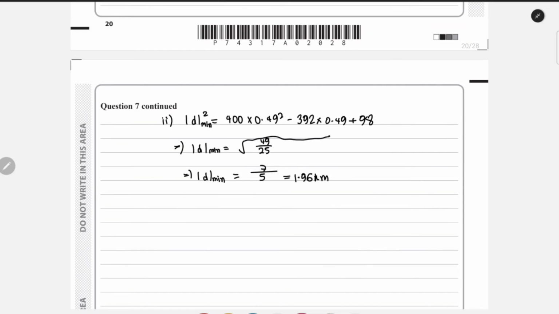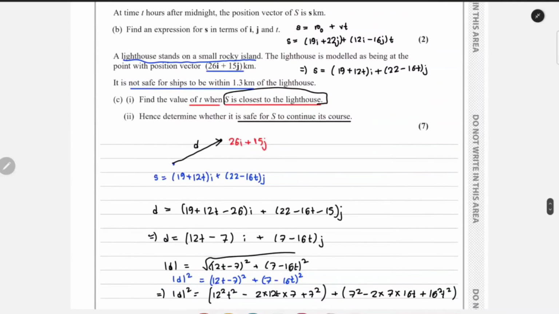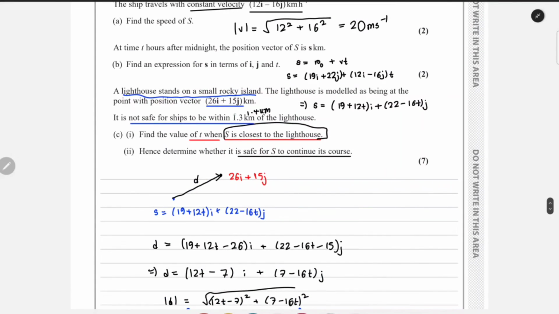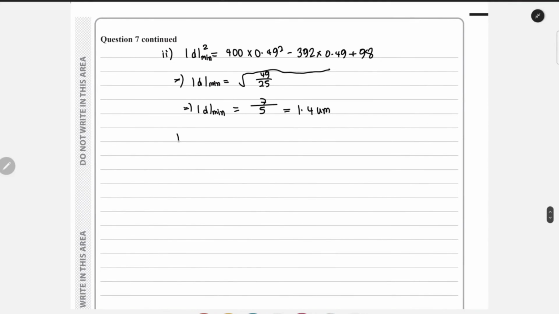So the minimum distance will be 7 by 5, or 1.4 kilometers. This 1.96 is the squared value. So now we know that the minimum distance is 1.4 kilometers. This is more than the safety limit of 1.3 kilometers, so it's farther away than the minimum needed to be safe. So as 1.4 kilometers is greater than 1.3 kilometers, it is safe for the ship S to continue.